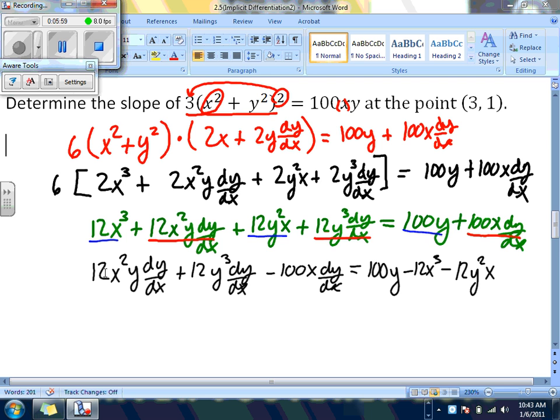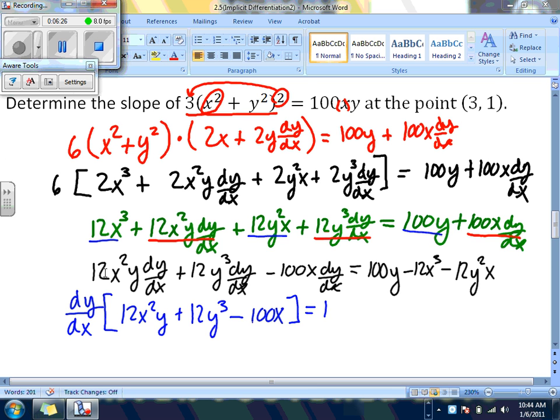All right, now our directions for implicit differentiation say I'm going to factor out dy/dx. What I have left over on the left side is 12x squared y plus 12y cubed minus 100x. And that's going to equal, still nothing changes on my right side, 100y minus 12x cubed minus 12y squared x.